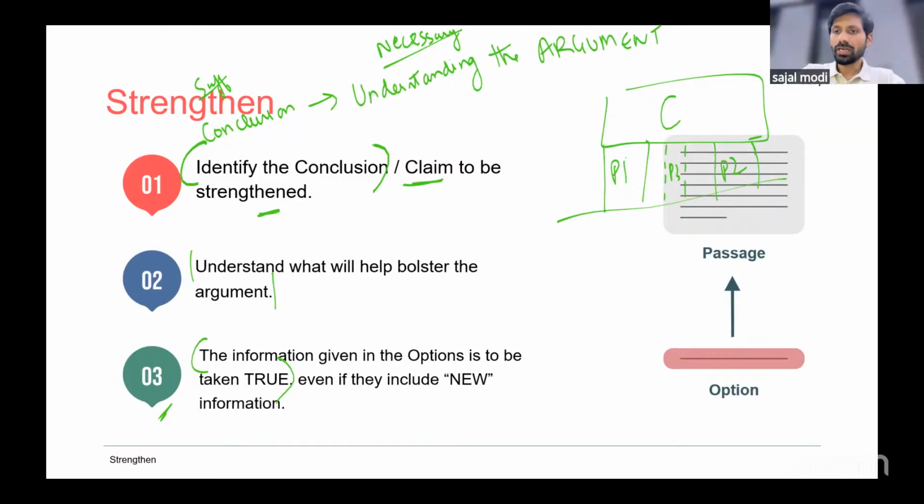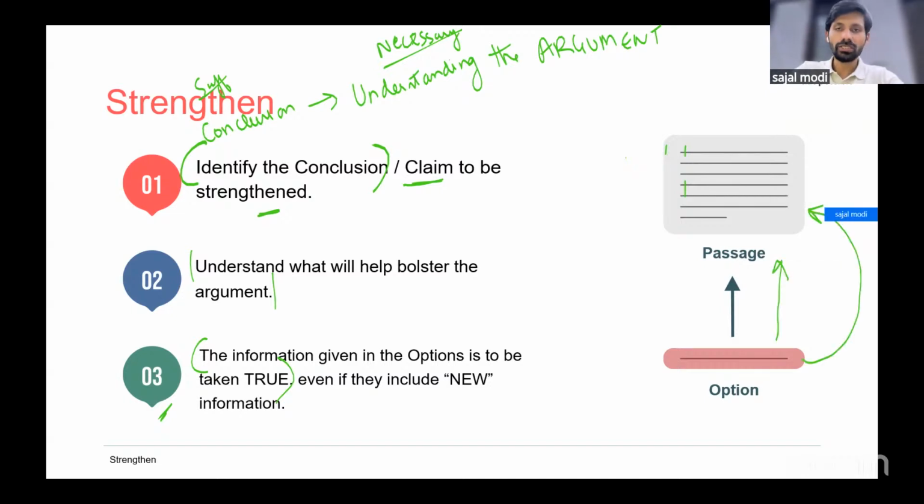All right, so again, there is a symbolic representation here. Okay, so passage, we need to support the passage, therefore, and the right option will provide support to the passage, and that's why the direction of the arrow is upward. The option is providing support to the passage, right? So that's why upward direction.